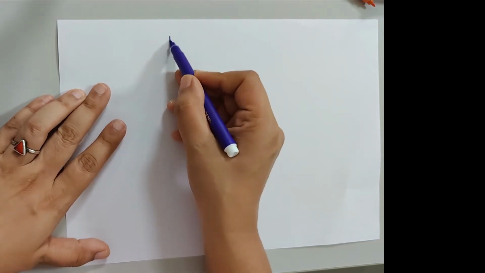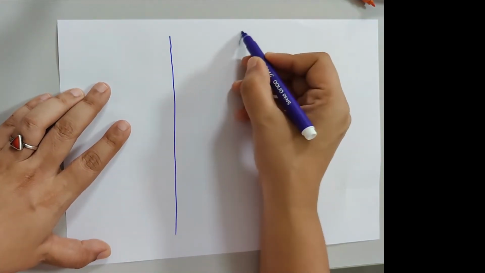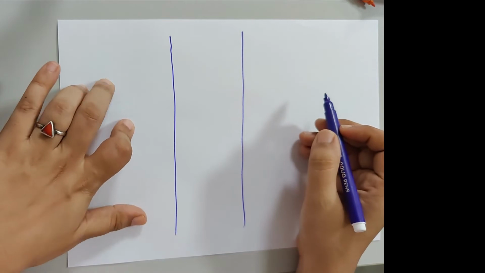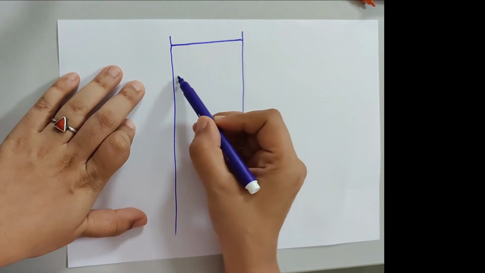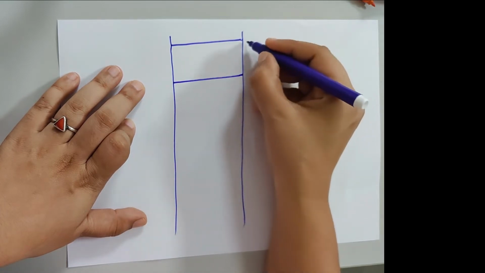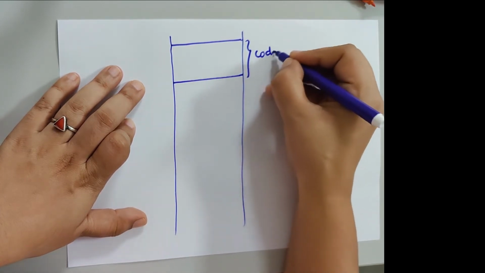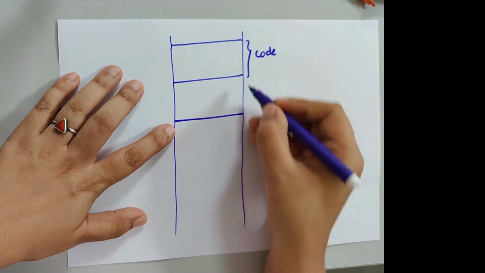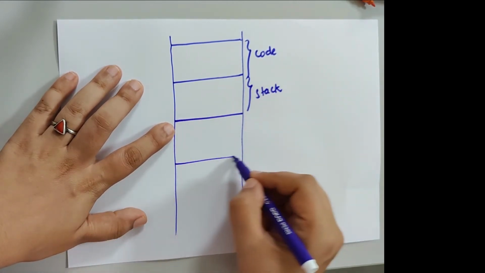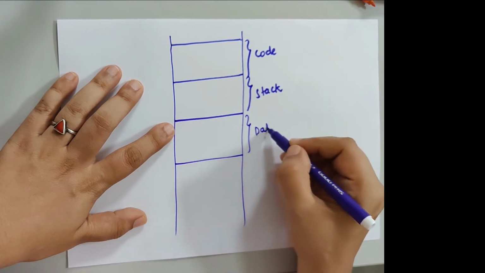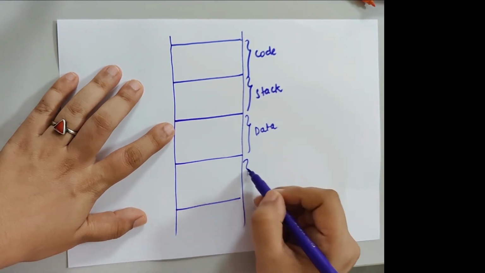Okay, now this is your entire memory. We have created different segments, right? So the first segment is the code segment. Then we have the stack segment, we have the data segment, and we have the extra segment.